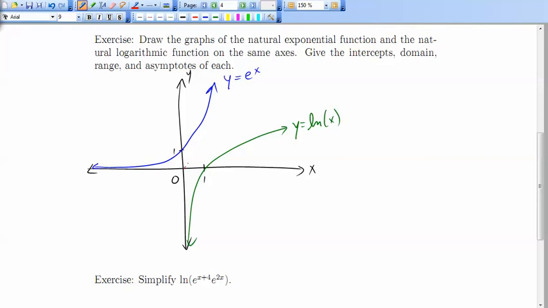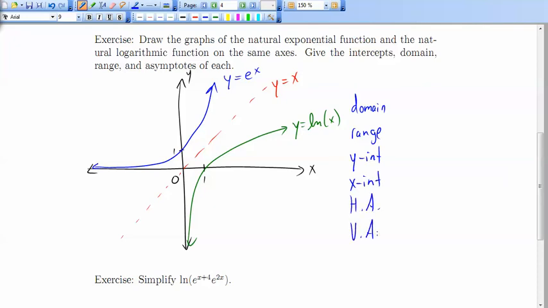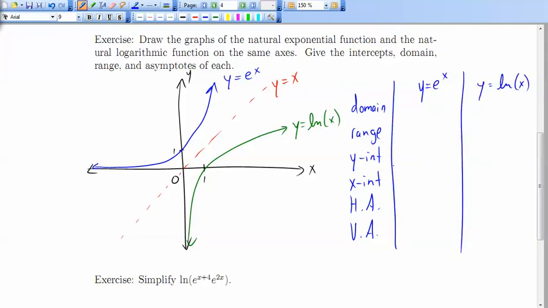And of course, we could have our little line of reflection, y equals x, since those two functions are inverses of each other. Now, if we talk about domain, range, the y-intercept, x-intercept, horizontal asymptote, vertical asymptote for the two different functions, we'll notice all the symmetry we should normally see for a function and its inverse.